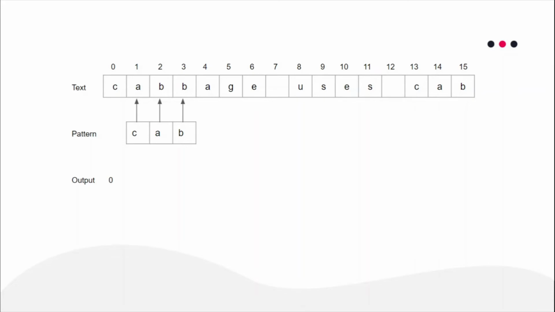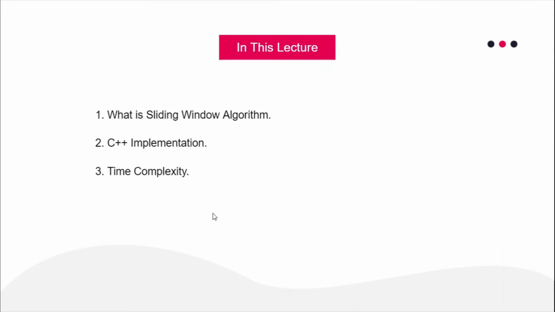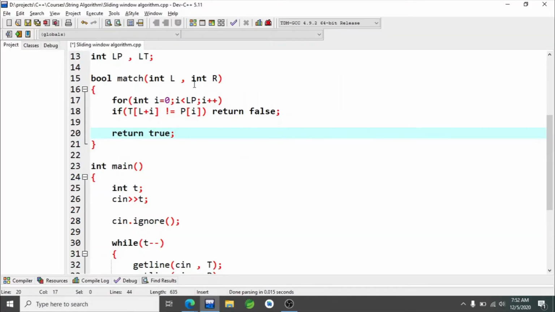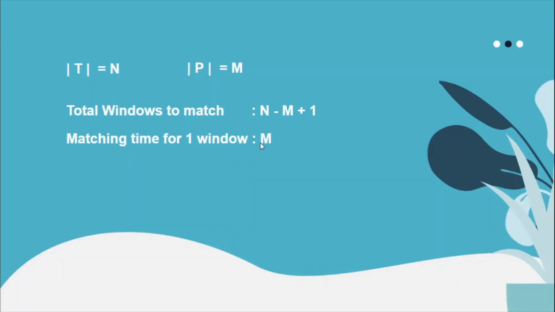to learn this algorithm. Now that we have seen the C++ implementation, it's time for time complexity. Now see, if the length of text is n and length of pattern is m, then the total number of windows to match would be n minus m plus 1, and to match a single window we are required to perform m operations, because we are running a loop from 0 to length of pattern, right? And that is why matching one window requires this much time. So to match these many windows you require m times n minus m plus 1.